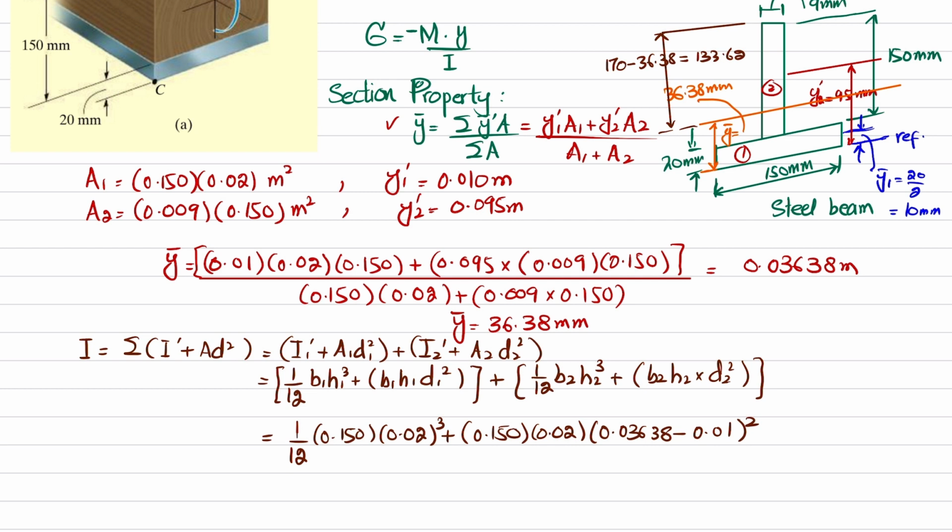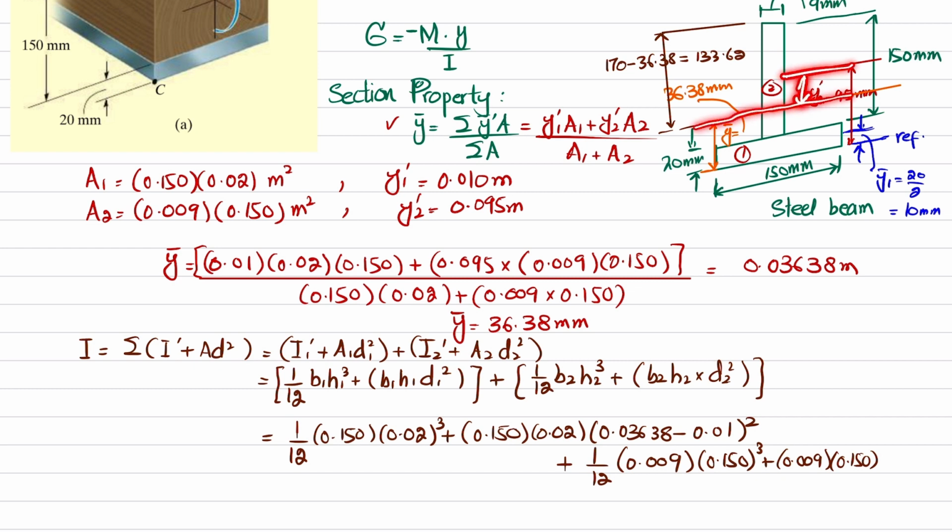Okay. Plus, now we will use this term for the second one. So you can see that base is 9 and height is 150 millimeter. So I can write 1 over 12, base is 0.009 and height is 0.150 whole cube, plus area 0.009 into 0.150. And what is D2 square? D2 square is the distance from the neutral axis till the mid of the second section.